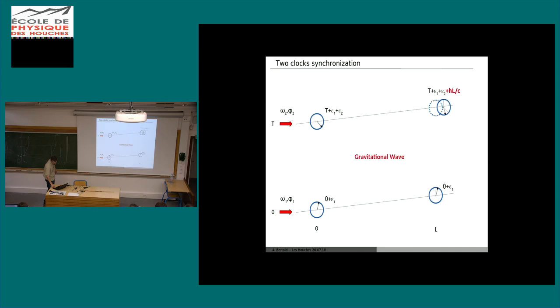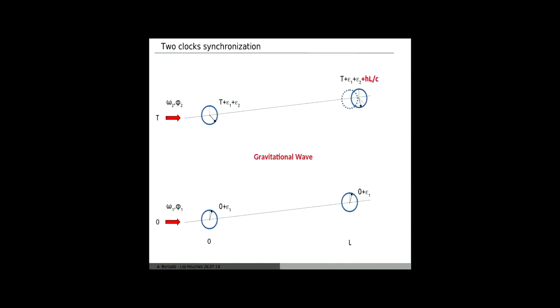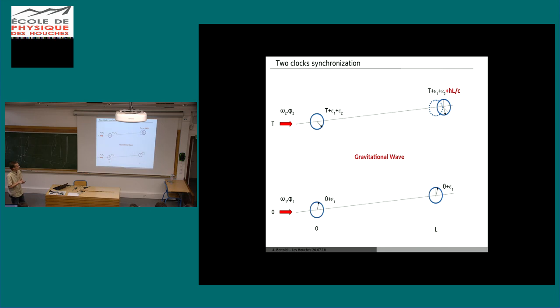Now, if there is a gravitational wave, its effect is of changing the distance. So suppose that h is increasing between here and there. There is an effectively longer distance at a later time. And so what happens is that the time that you read out on the clock on the right is no longer the same as here, but is bigger by an amount that is h multiplied by L over c.